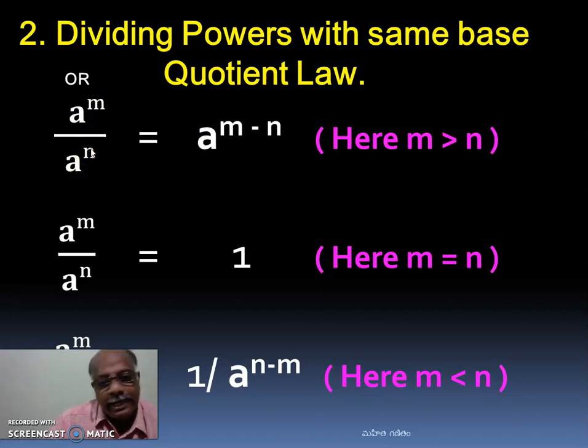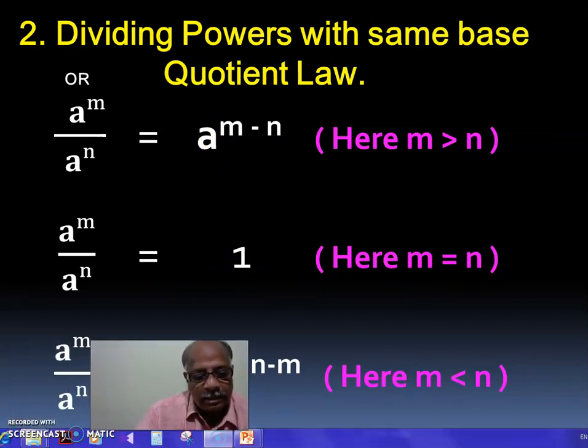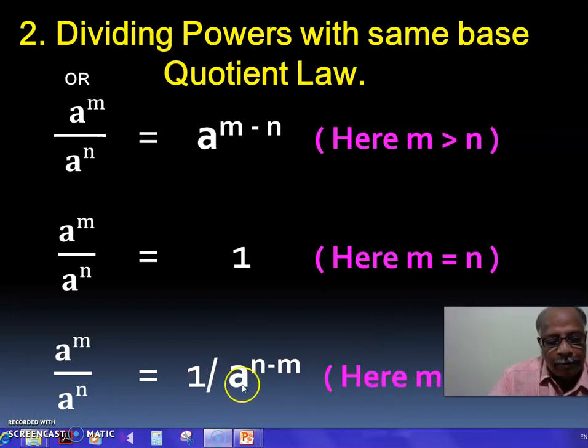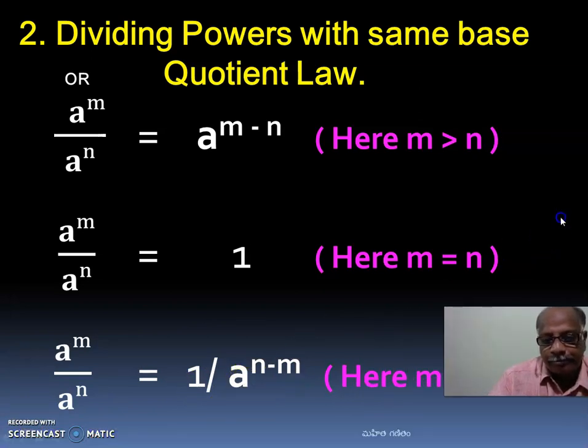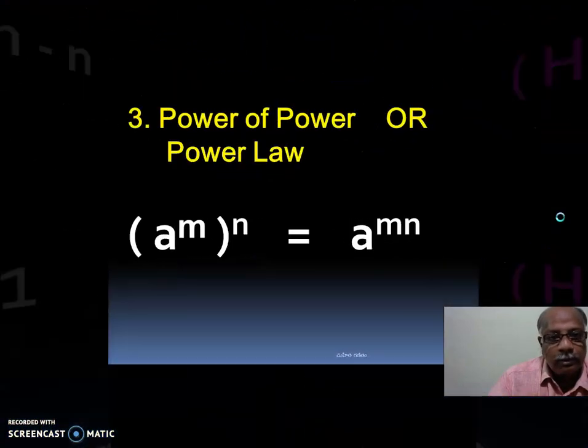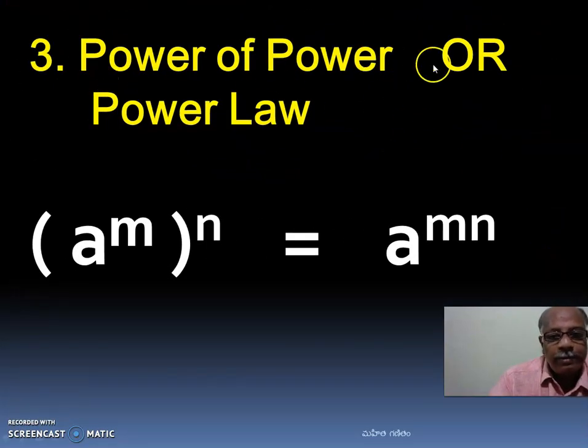Here we have 3 cases. If m is greater than n, the answer is a^(m−n). If m is equal to n, the answer is 1. If m is less than n, the answer is 1 by a^(n−m). Third law, power of power or power law. (a^m)^n = a^(mn).